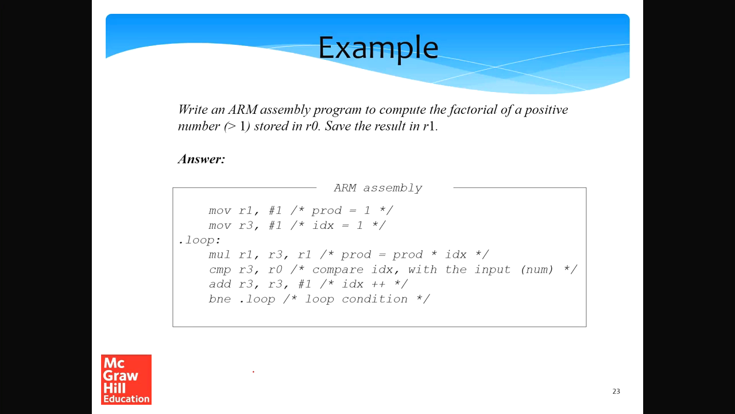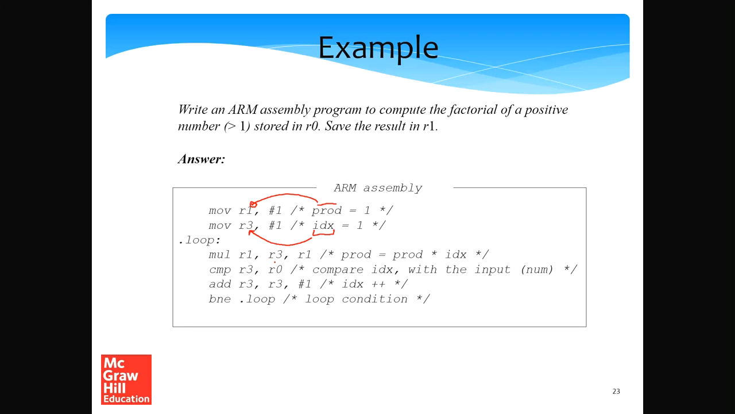Alright. So the first thing that needs to be done in any kind of assembly program is that we need to do register assignment. So let's assume that the product variable, prod, is saved in R1, which is also where we need to return the result. It's initialized to 1, and the index of the loop is also initialized to 1 and saved in R3.